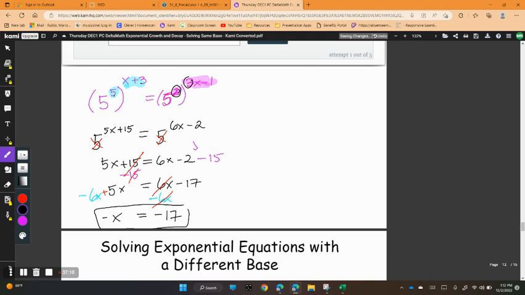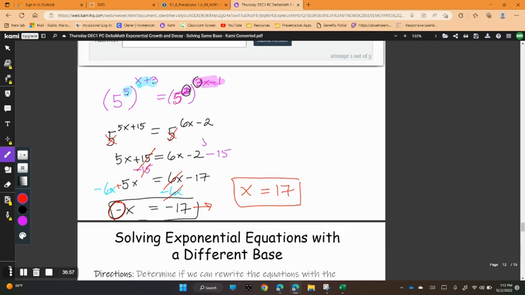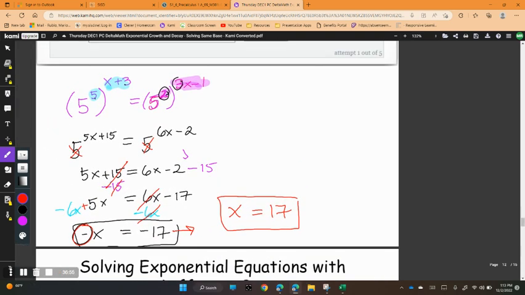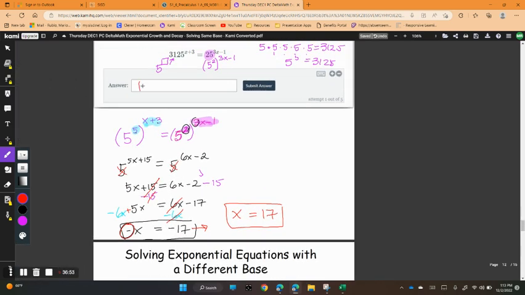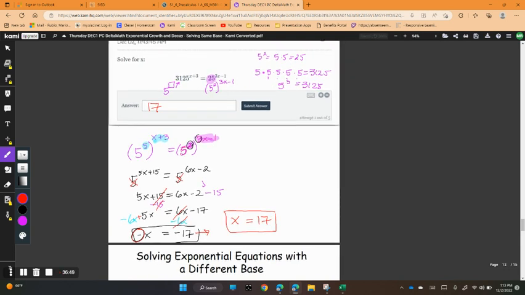This is a good answer, but it's not going to accept that answer in Delta Math. What you need to do is, because we don't like negatives out here in the front of the x, you've got to multiply the whole thing by negative 1, which gives you x equals 17. Okay, and that's it. So then here you're just going to type 17. That'll submit your answer.